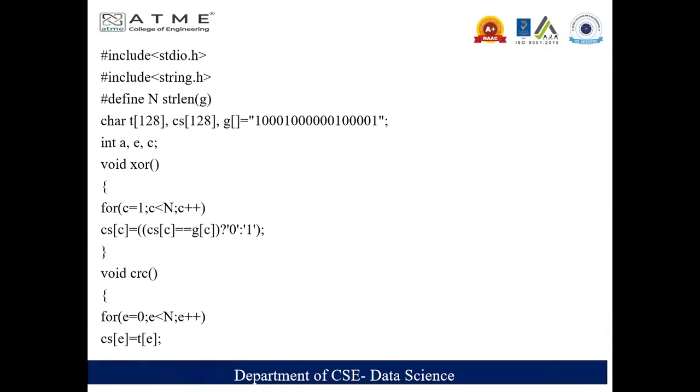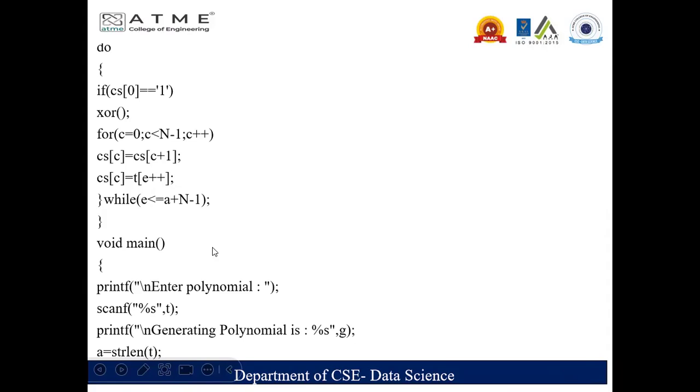Let's start from the main function. The main function is always the entry point for any program. In main, we are going to enter the data. In our case, it is 100100. We scan it and store it in the variable t. Next, we enter the generating polynomial, which is 1101, and it is stored in the variable g. Then we store the length of t in the variable a.